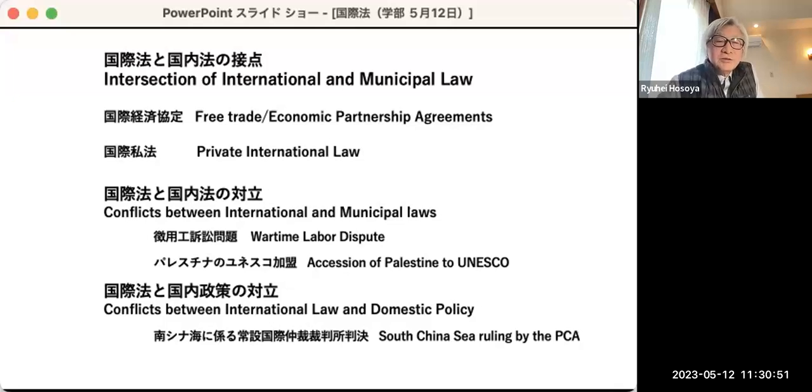The PCA, the Permanent Court of Arbitration, ruled in favor of the Philippines, who took China to court related to its territorial dispute over certain islands in the South China Sea. And the PCA ruled in favor of the Philippines. So that was international law.